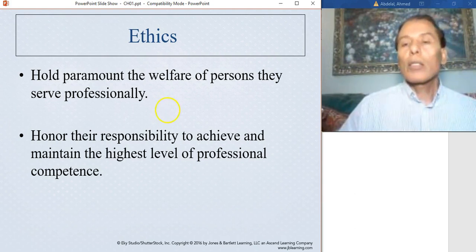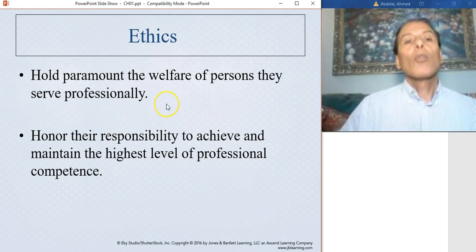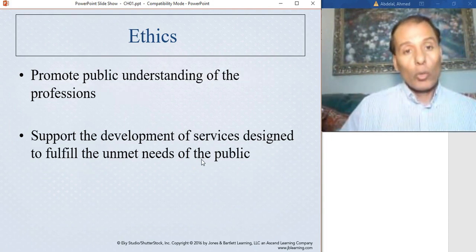We have a code of ethics that is very protected by the association, and the basic highlights are to focus on the welfare of the patient that we are servicing or the client we are working with. That's a priority. And to honor our responsibility to achieve and maintain the highest level of professional competence, that we have to be skilled and know what we are doing.